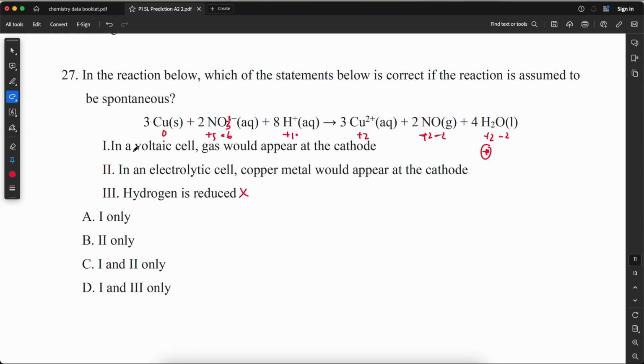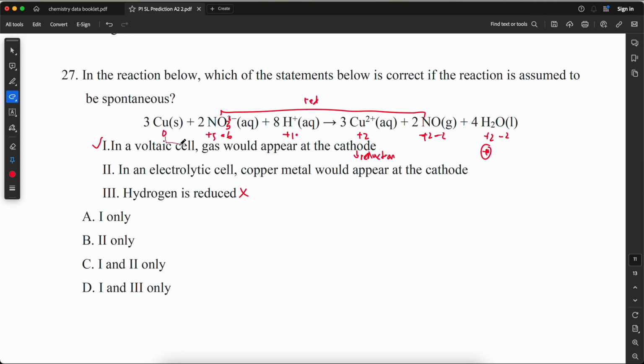Now we check. In the voltaic cell, this is spontaneous, yeah? Gas would appear at the cathode. As you can see here, for N, reduce. At the cathode, it's reduction. So 2NO3 aqueous produces 2NO gas. So there is NO gas at the cathode because it's reduction. Correct.